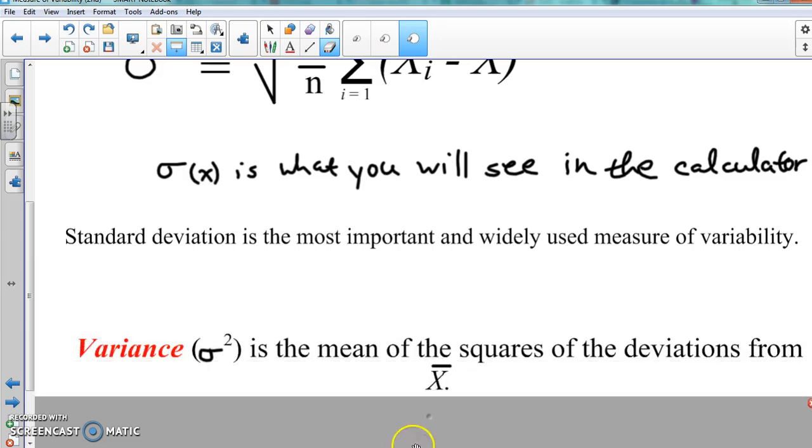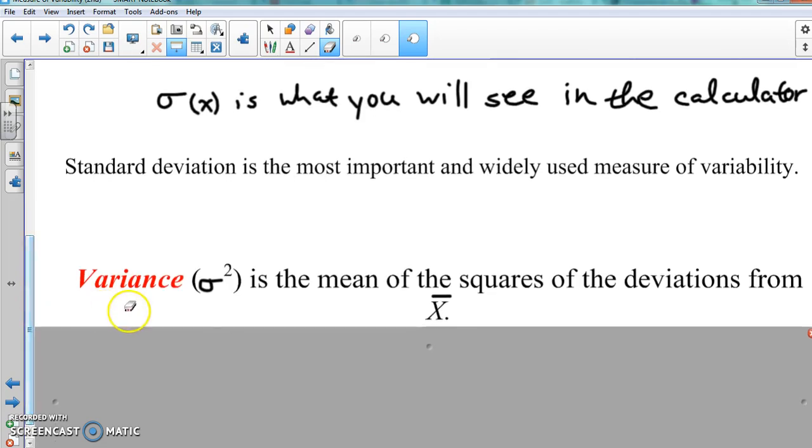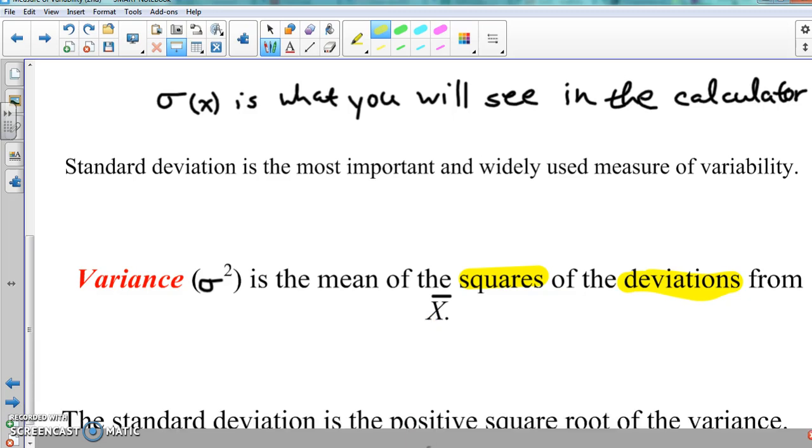Now, here's our last thing. Variance. If you look at it, this means standard deviation squared, the mean of the squares of the deviations from the arithmetic mean. So the variance is just the mean of the squares of the deviations. It has the word deviations in it, but it has squares of the deviations. So whenever you see variance, you're thinking squares, deviations. Squares, deviations. And that's your last vocabulary word for this section.